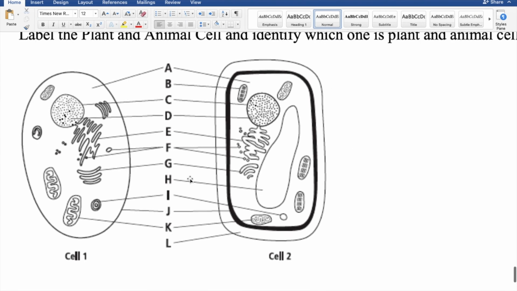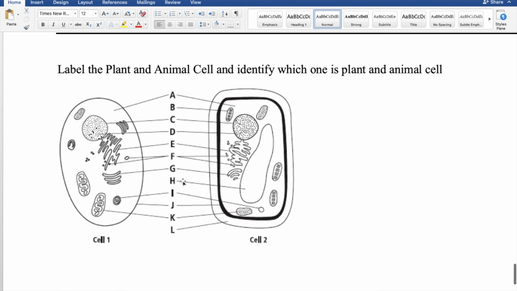And then the plant and animal cell, make sure you are able to label this because who knows, we might throw a picture on here for you. So just be mindful of this picture as well, knowing which one's a plant and which one's an animal.